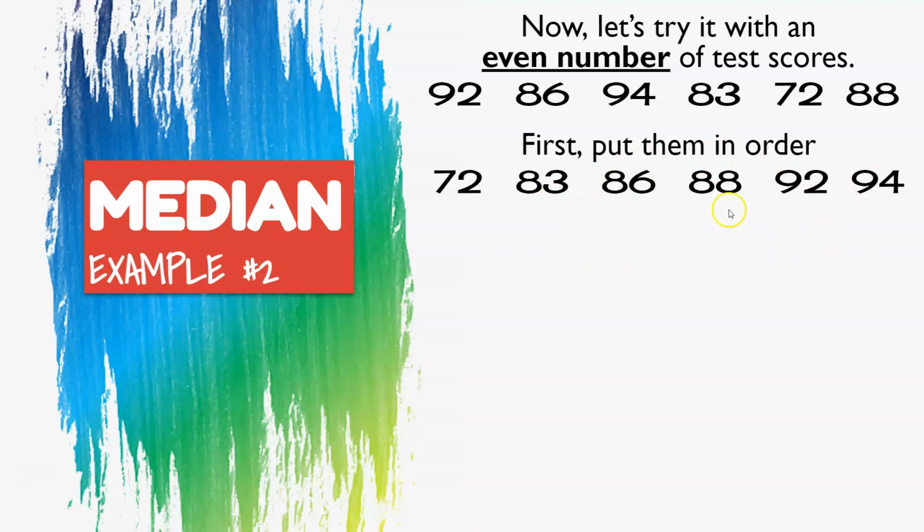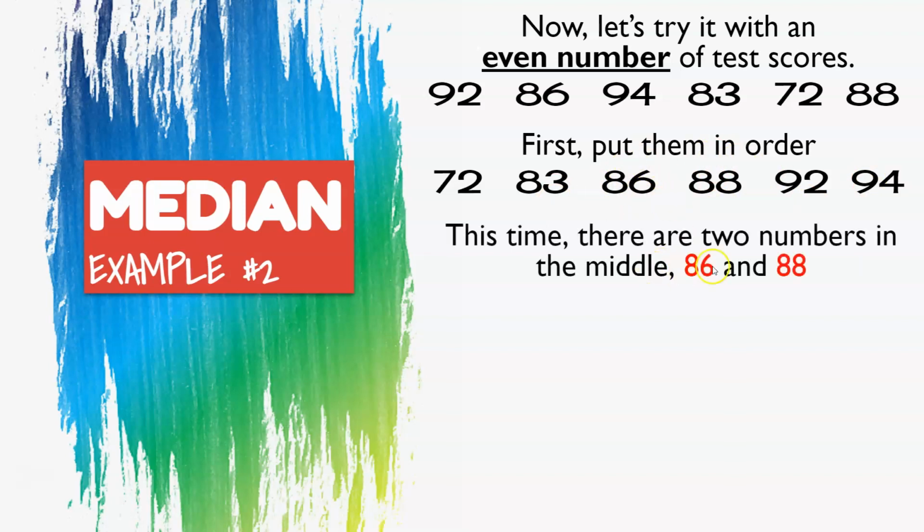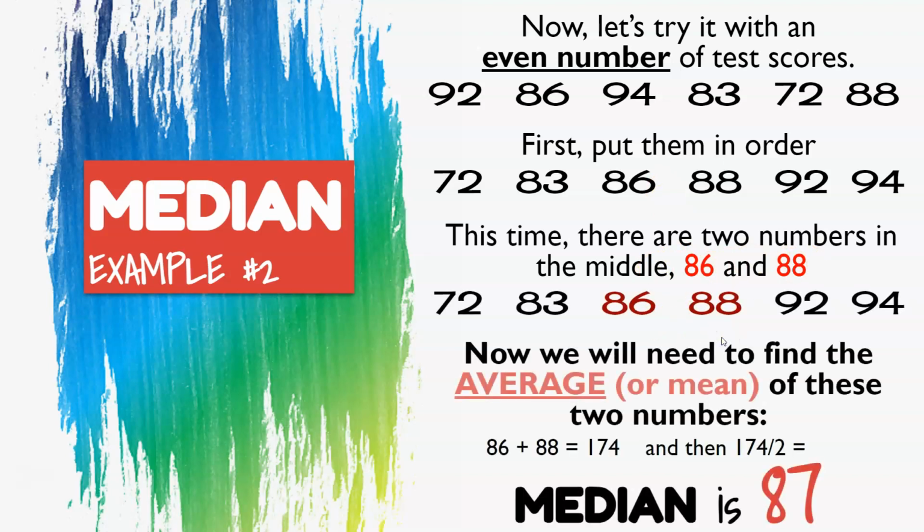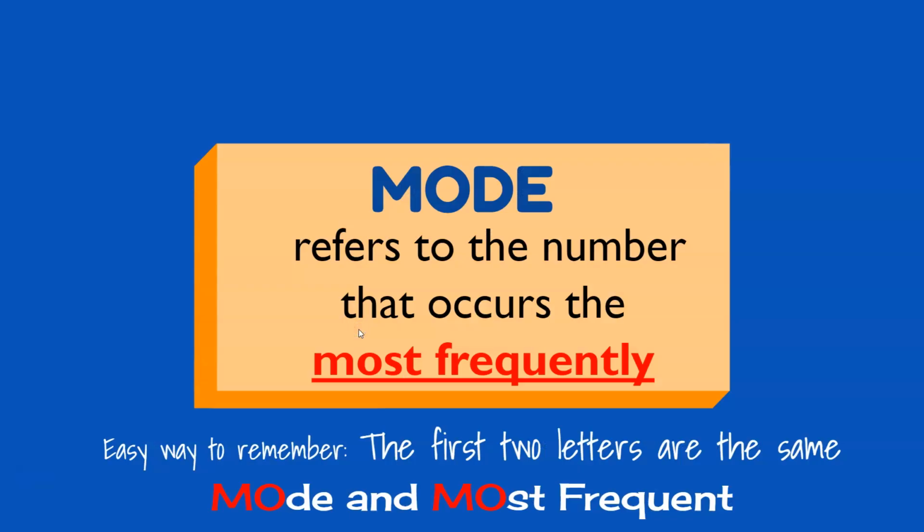So we've got these 2 numbers right here that are in the middle. So now what do we have? 86 and 88. What we're going to do now is actually find the average, or mean, of these 2 numbers in order to find the middle, or median, of this data set. So we're just going to add those 2 numbers together, divide by 2, and our median is going to be 87.